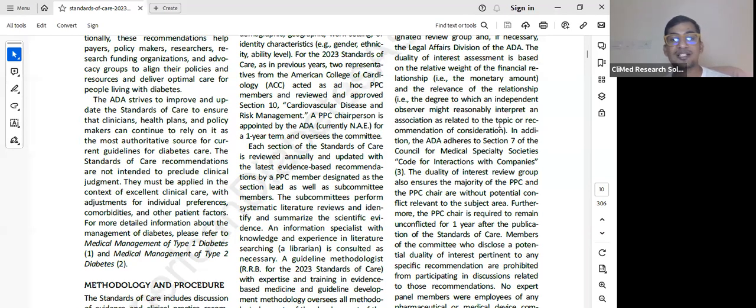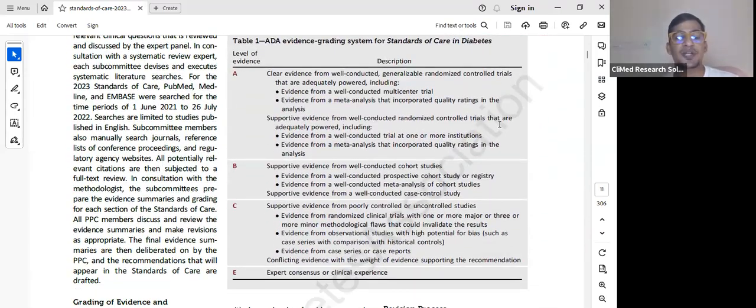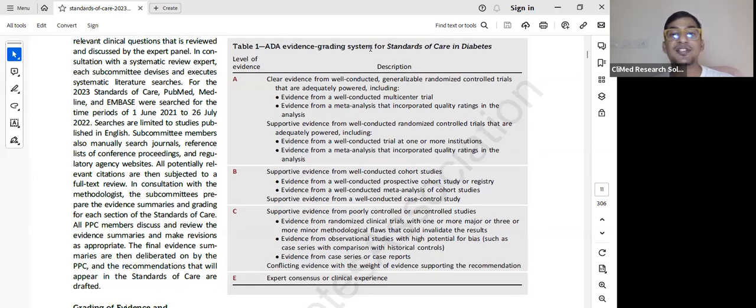So look at these guidelines, look at the ADA, whether it is ADA or any other agencies preparing the guidelines for diabetes, cardiology, orthopedics, they usually use certain such parameters only. ADA evidence grading system for standards of care in diabetes. So see, look at the E. E is expert consensus or clinical experience. Like people are sharing their experiences. Suppose the top doctor in the country is telling that SGLT2 inhibitors are the best. Okay, this is called expert consensus or clinical experience. And this is kept at the end, at the lowest level of evidence.